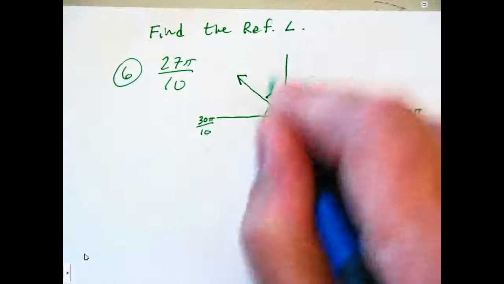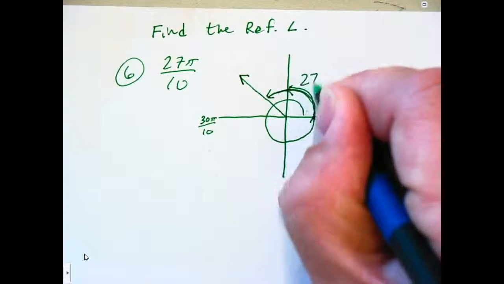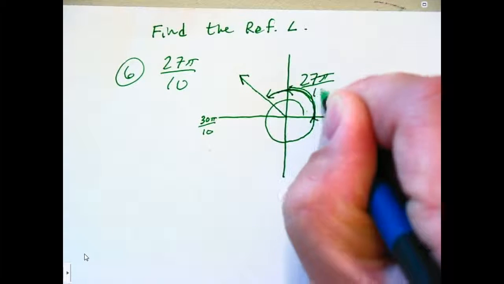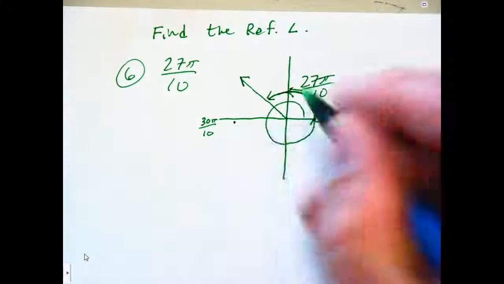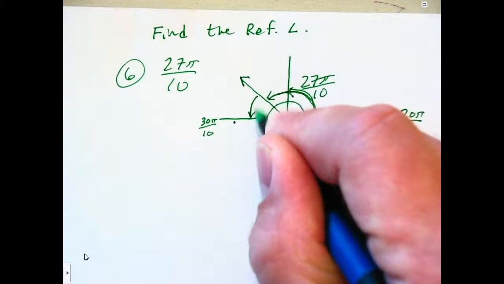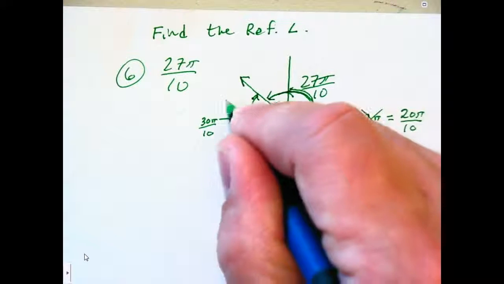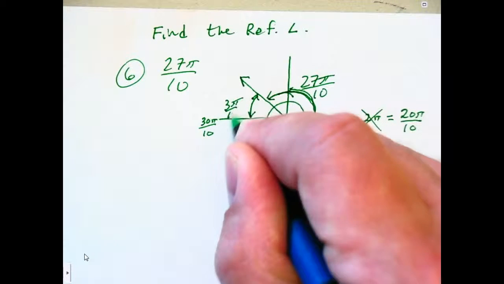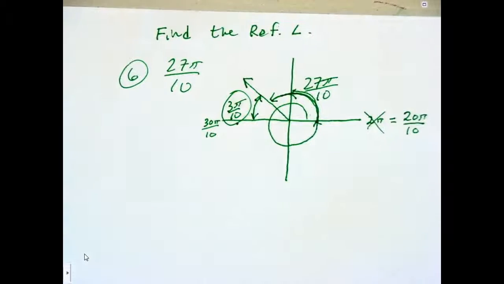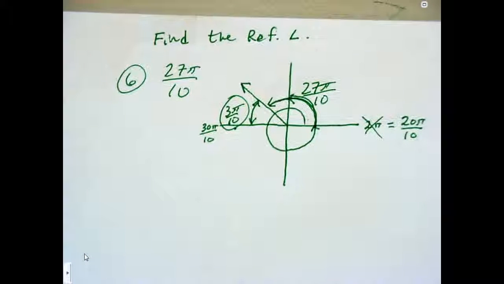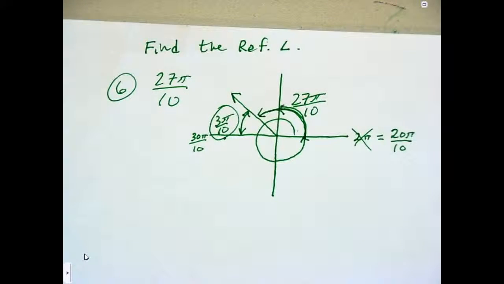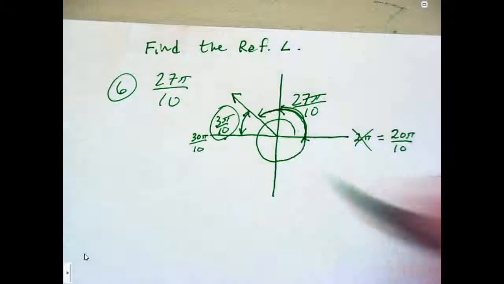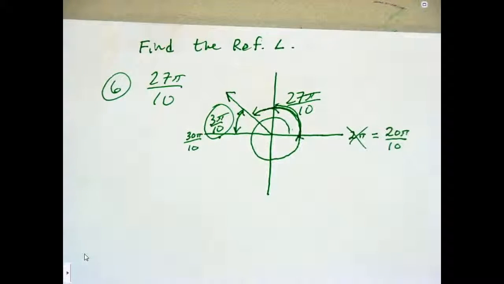So I go just almost a half. There is 27 pi over 10. Now to get to here, I need to go 30 pi, which is how much farther? Yeah, that is 3 pi over 10. That is its reference angle. Pay attention. Questions? No, that is the angle in terms of radians.